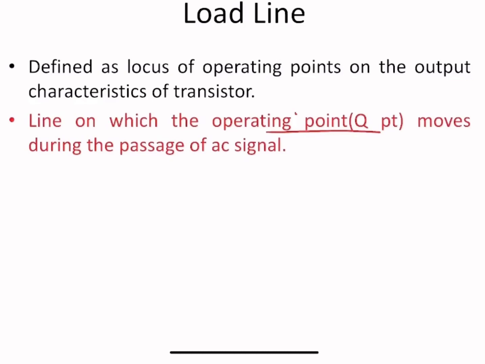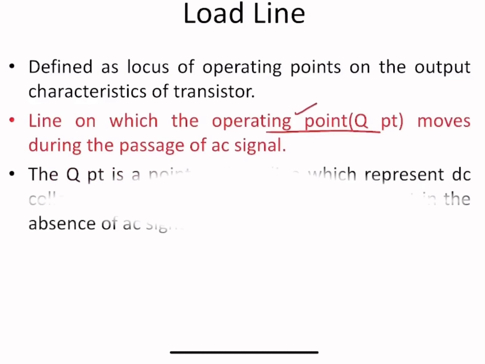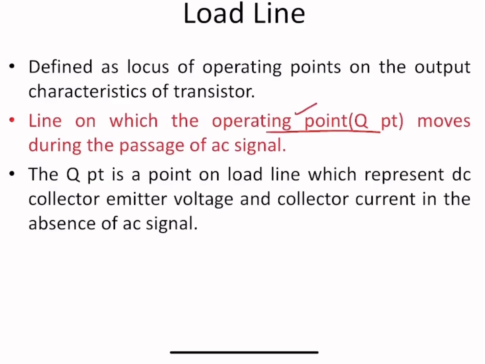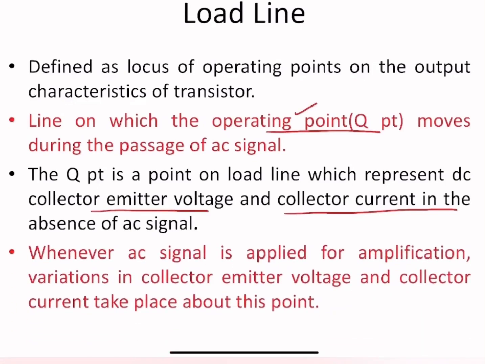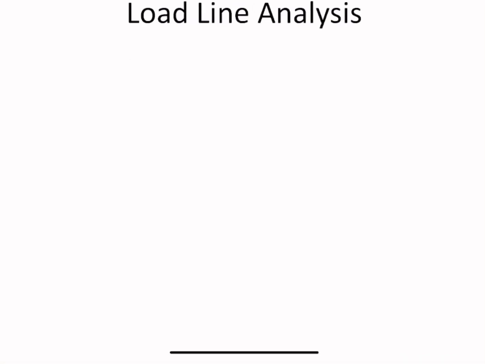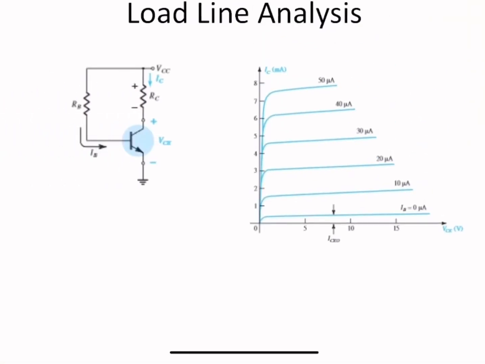Now the question is, what is operating point? Operating point is a point on this line which gives the value of collector emitter voltage and collector current whenever no AC signal is given to the circuit, or we can say under DC conditions or due to DC bias sources. The value of collector current that flows in the circuit and the collector emitter voltage gives us the operating point. Now why is it so called? Because variations take place about this value of operating point whenever an AC signal is applied to the circuit for amplification.